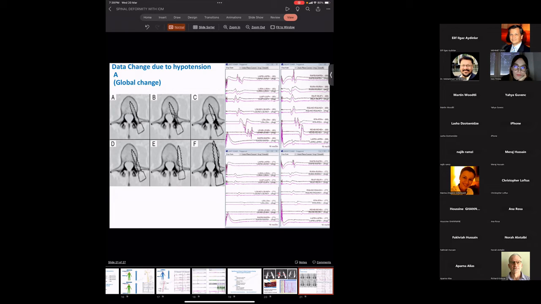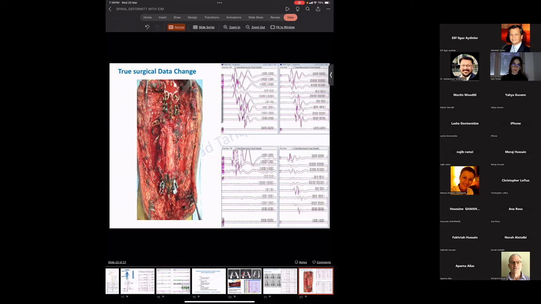So if you're creating this sort of an alarm to the surgeon, you are not only losing trust, but you are creating false positives, which is not warranted in good setups. So this is a change that is due to hypotension and easily communicated here, and the surgeon need not be bothered by this.